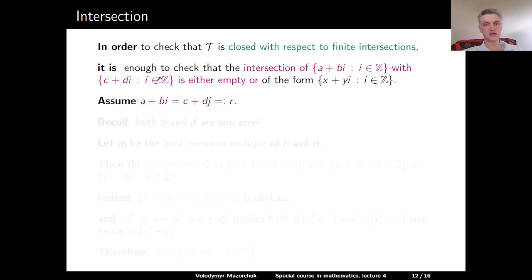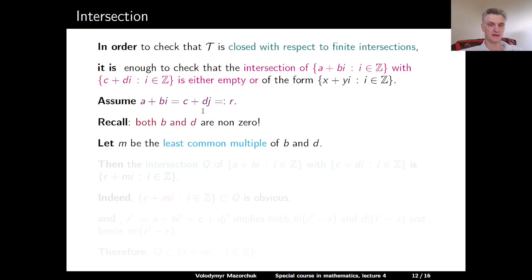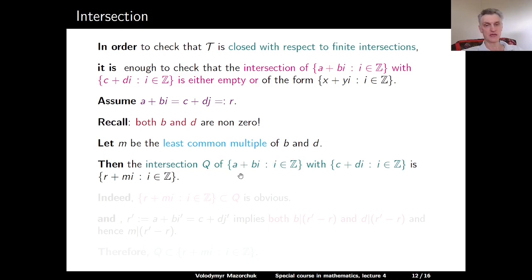So let's assume that the intersection is not empty. So there is an integer r, which we can write both as a + bi and as c + dj. Recall that both b and d are non-zero by definition. And let us define the integer m as the least common multiple of b and d. Then the intersection Q of our two sets, a + bi for all i in Z and c + di for all i in Z, is equal to the set r + mi where i is in Z.